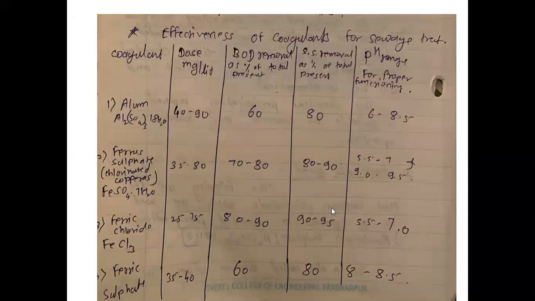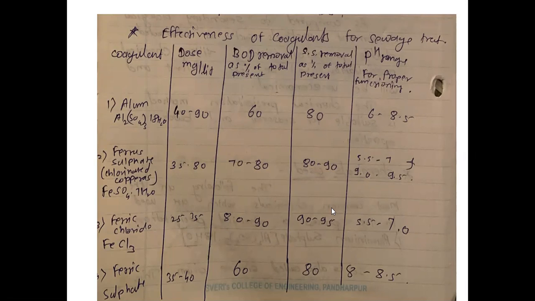So as I was telling you about the dose, each type of coagulant works in a different range of pH. The most effective coagulant observed until now is alum. It works in the range of 6 to 8.5.